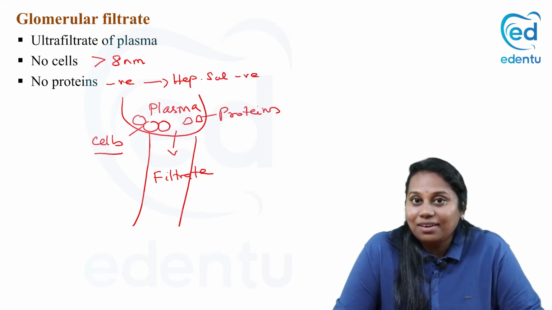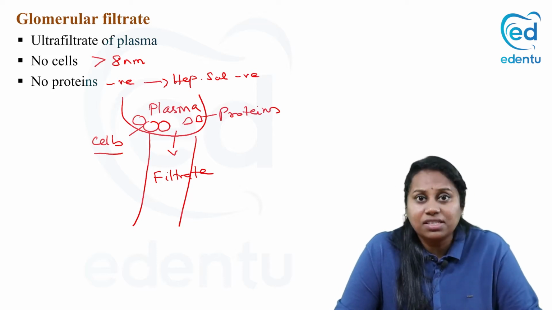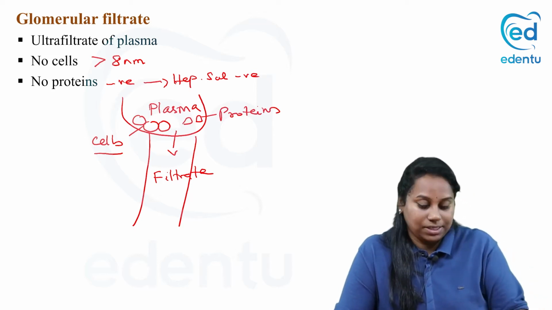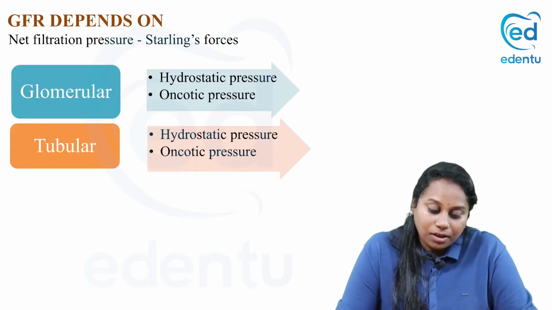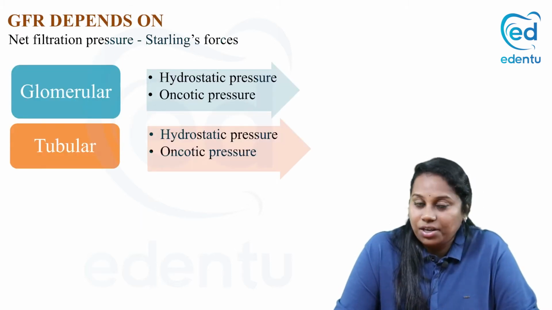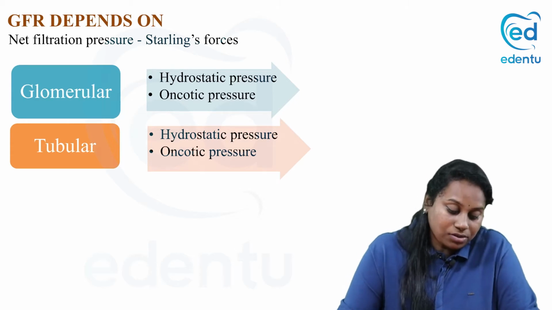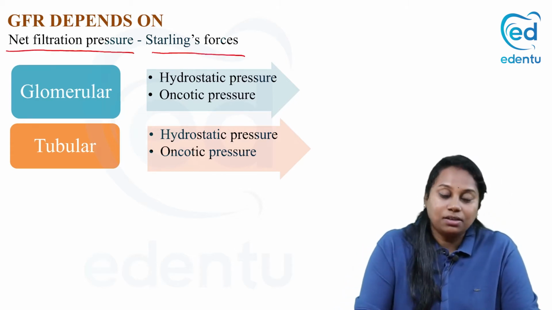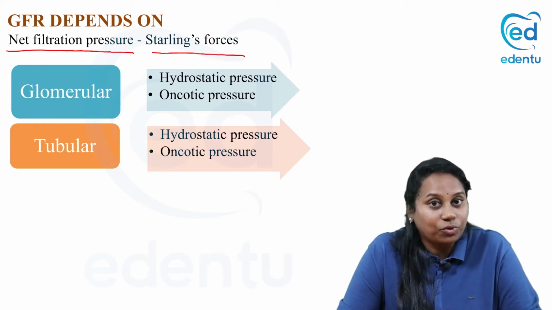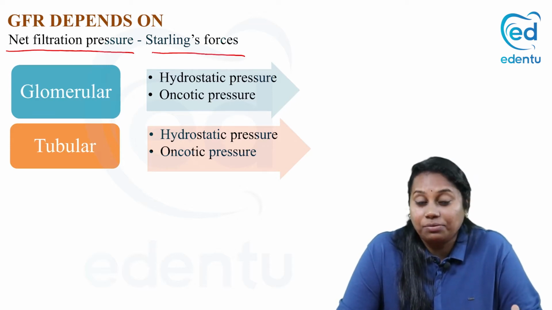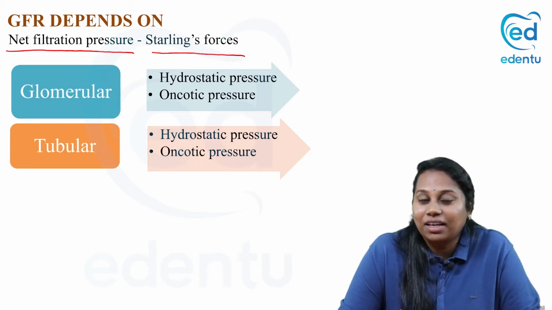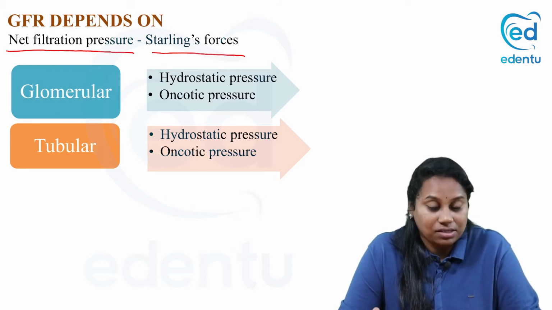So now you understand that plasma and filtrate are the same. The only difference is that the filtrate will not have cells and proteins in it. So what does this GFR depend on? GFR depends on net filtration pressure, which in turn depends on Starling's forces. So this is a very important topic. Please listen carefully. What are these Starling's forces discovered by Frank Starling?